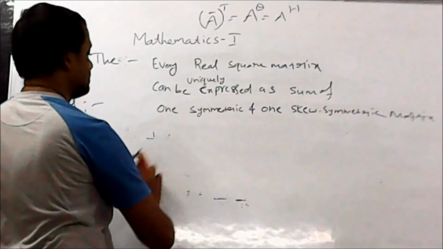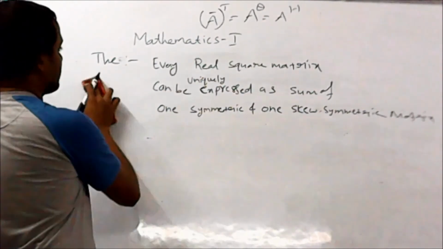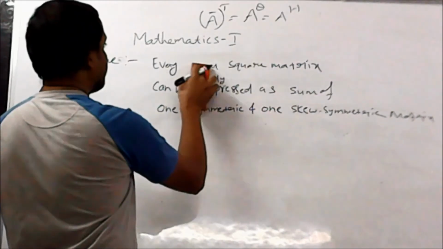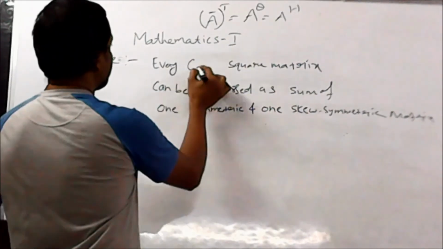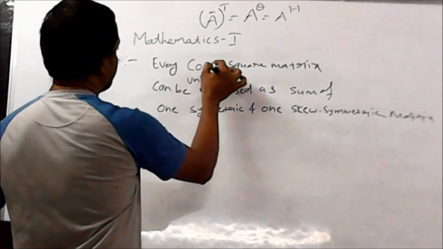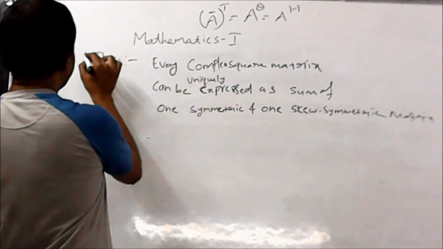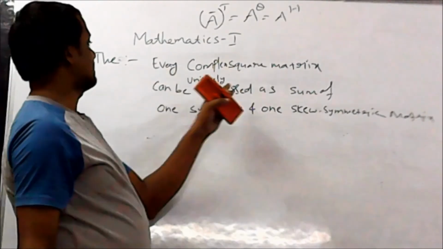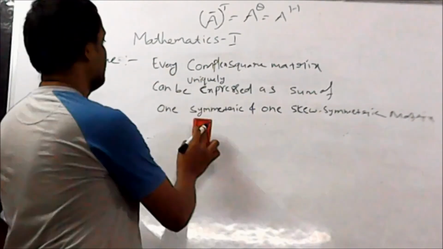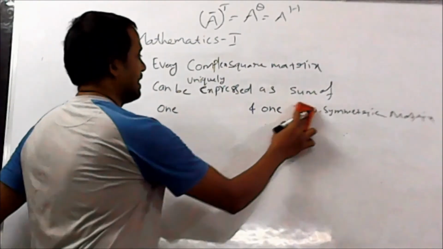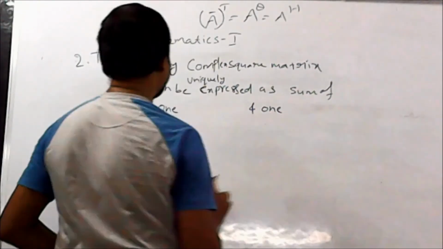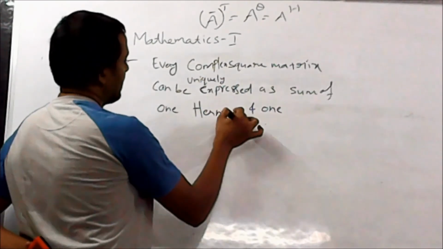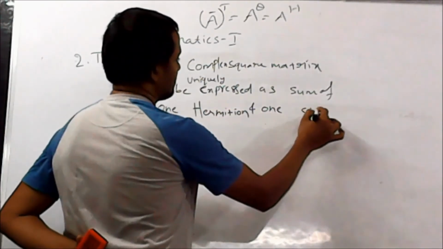Another theorem is about complex matrices. Right, here it was real square matrices; you can write it for complex square matrices. Theorem number 2 is about complex matrices. After theorem number 1, the second theorem says every complex square matrix can be uniquely expressed as the sum of two different matrices. What are they? You can expect the matrices. One is Hermitian, another one is skew Hermitian.